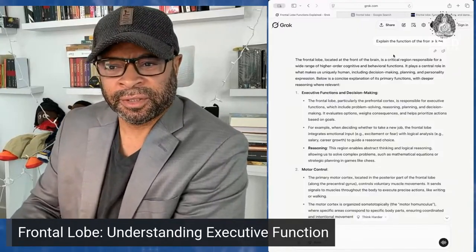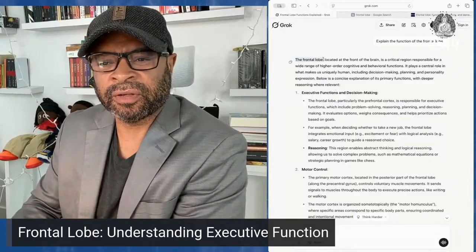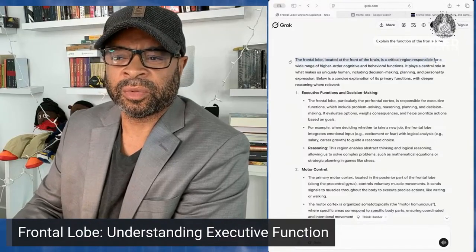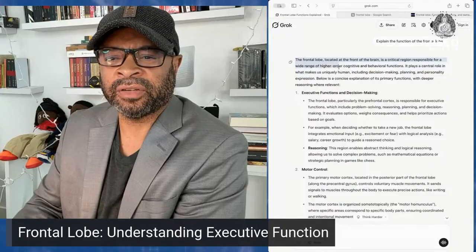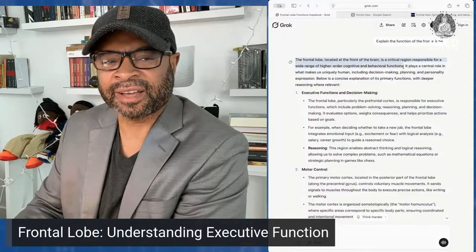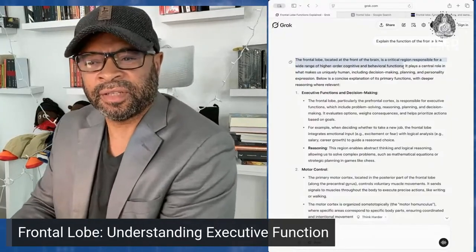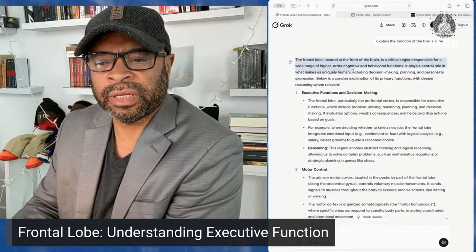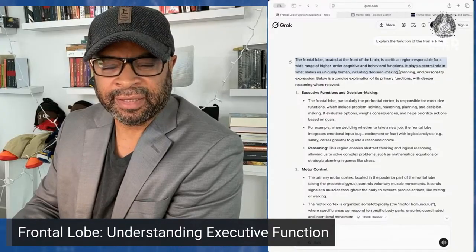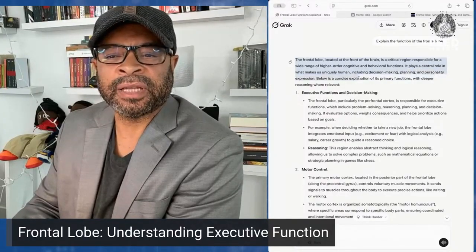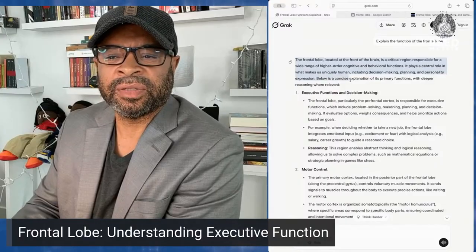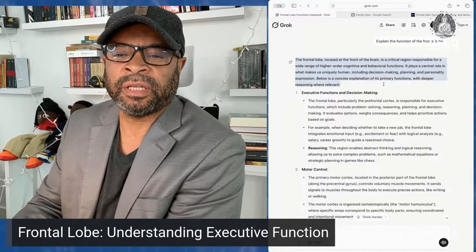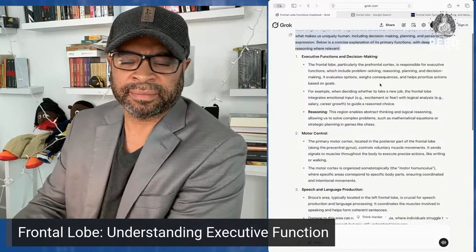Okay. So here, the frontal lobe, located in the front of the brain, is a critical region responsible for a wide range of higher order cognitive and behavioral functions. It plays a central role in what makes us uniquely human, including decision making, planning, and personality expression. Below is a concise explanation of its primary functions with deeper reasoning where relevant.